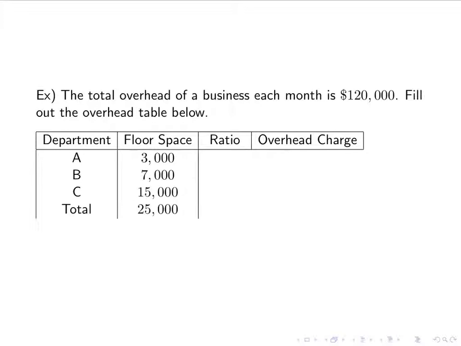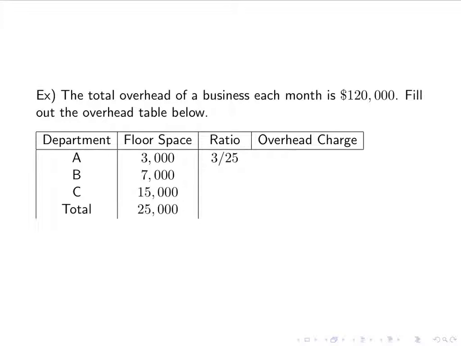Sometimes the decimals will be nice. The ones that we have will be fairly nice in this example, but not always. So you want to make sure you're using the exact fraction. So to find the ratio for Department A, I'm going to take the floor space for A, divide it by the total floor space. Now the nice thing about these numbers is they're all numbers of thousands, so I can cancel the 3 zeros. And the ratio for Department A is just 3 over 25.